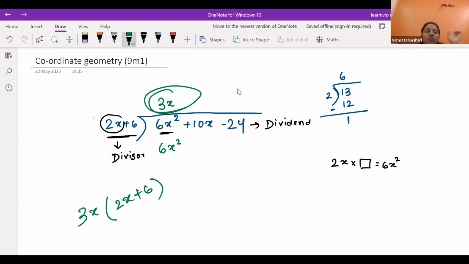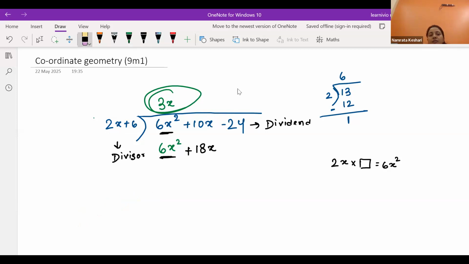We were just checking 2x to get an idea. Once we realize that the quotient will be 3x, then we can say that it will be completely multiplied by distributive property. That means 3x into 2x is 6x square, which we have written, and 3x into 6 will be 18x. Are you getting it? Okay, this is how we will be checking, and this is how we will be proceeding.